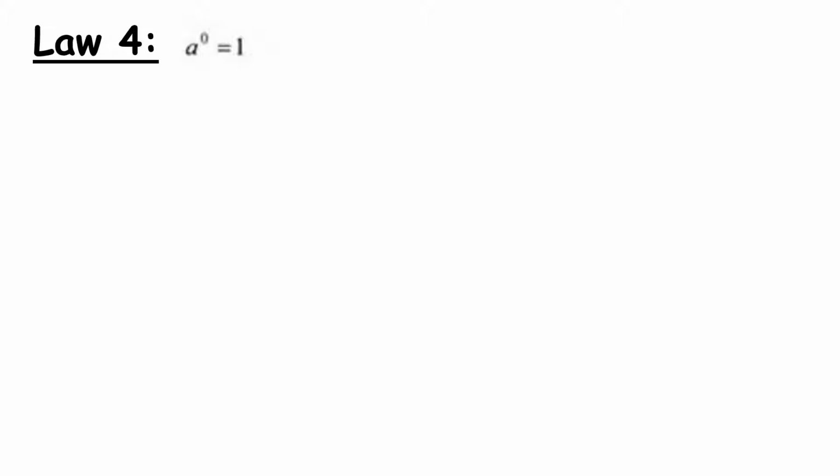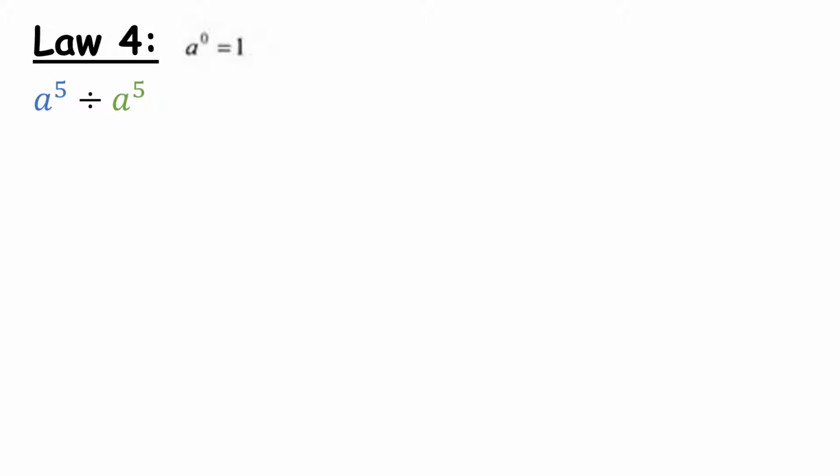Basically, any non-zero number to the power of 0 will equal 1. Now you can test that on your calculator: put in any non-zero number, put it to the power of 0, and you will get 1. But why? Why is that the case? So we're going to use what we've already looked at in our laws of indices to figure out why this works.